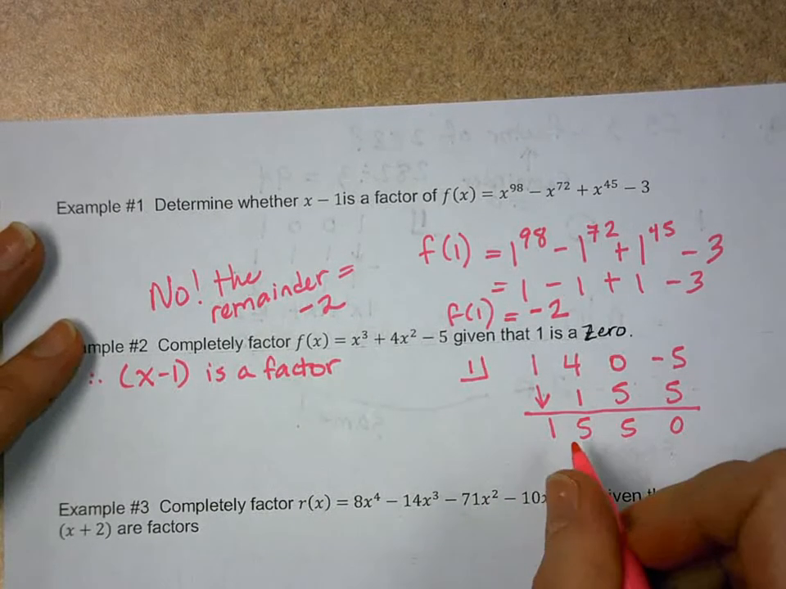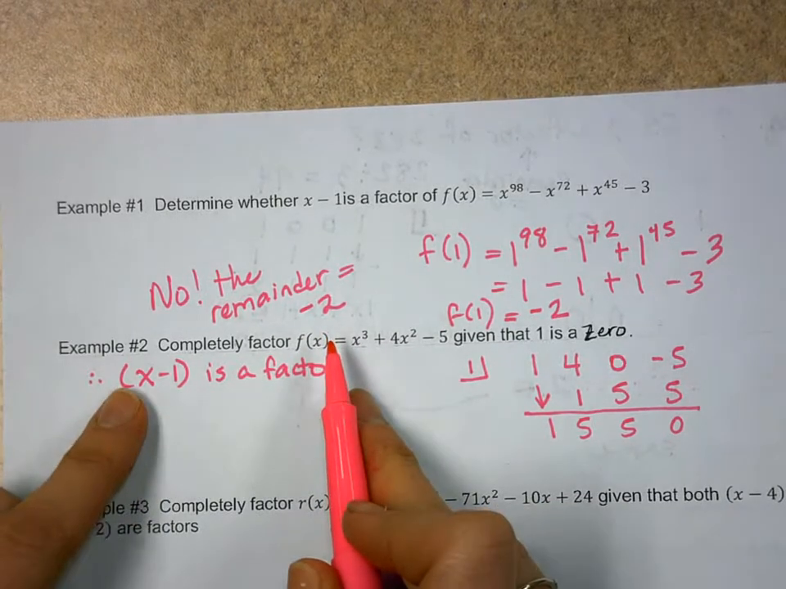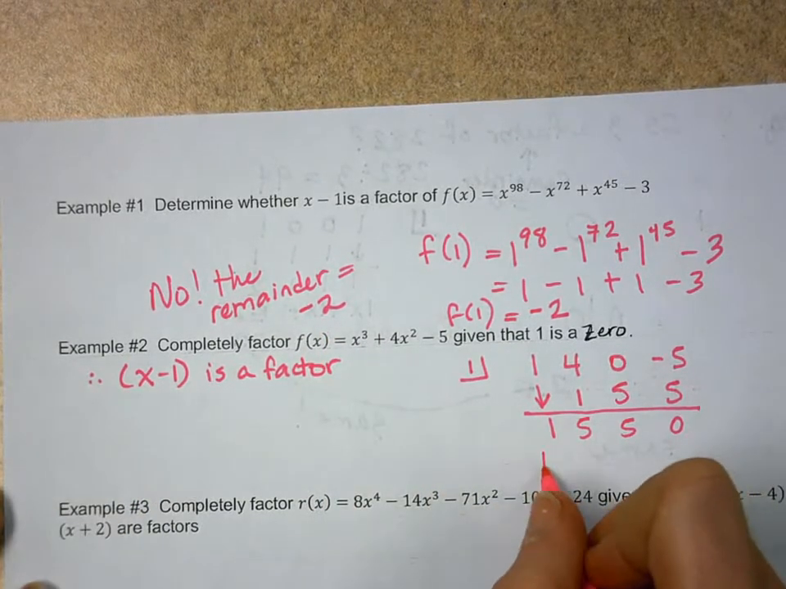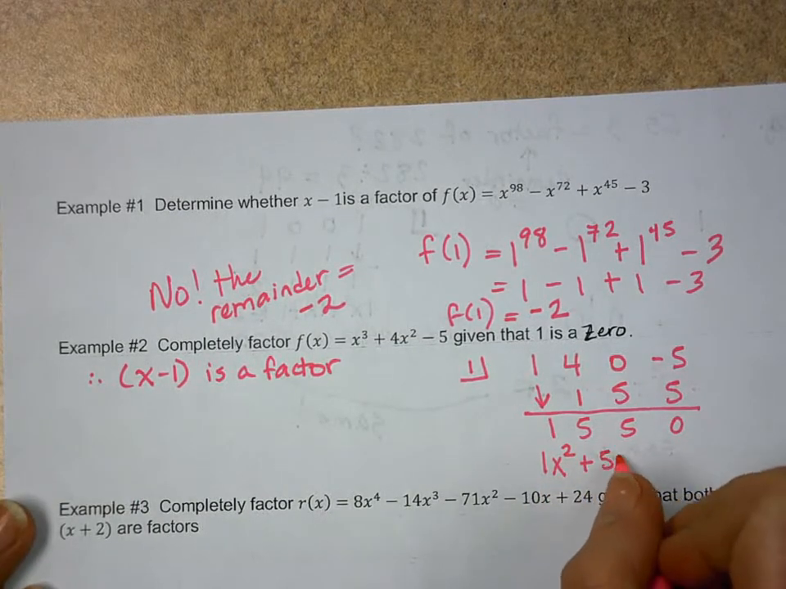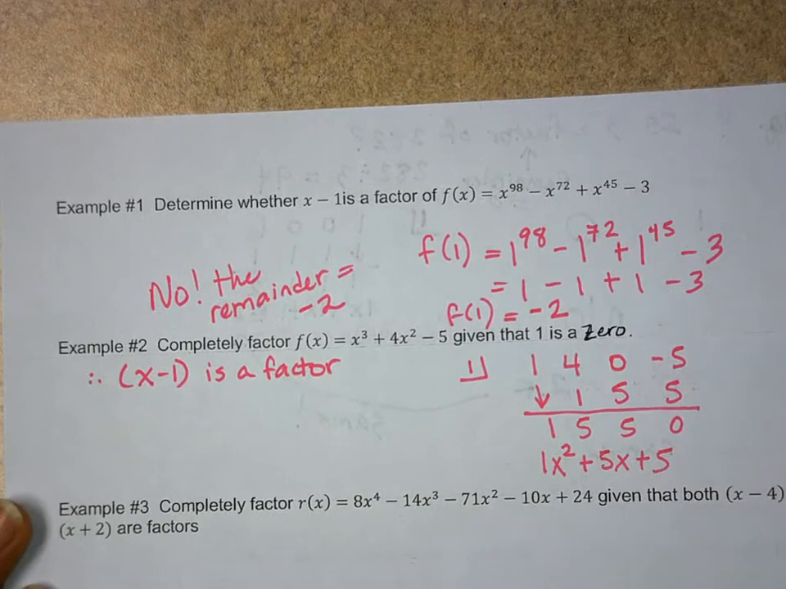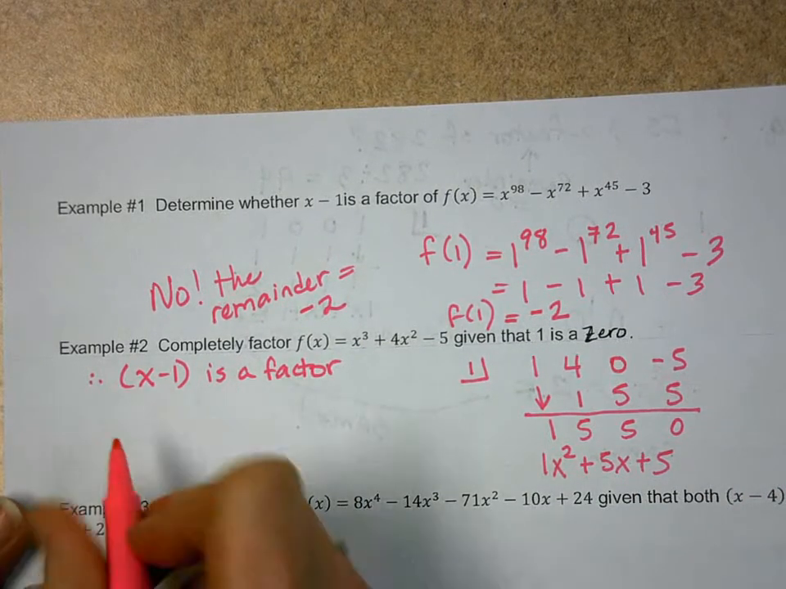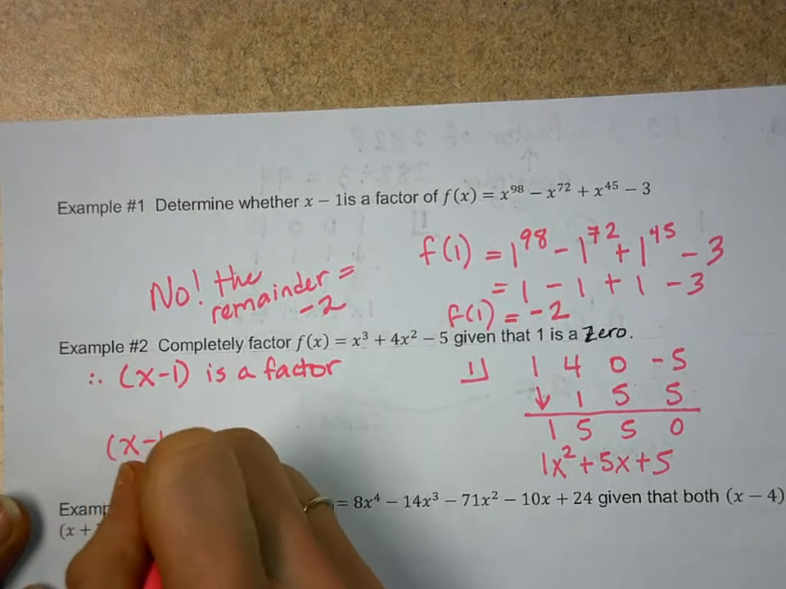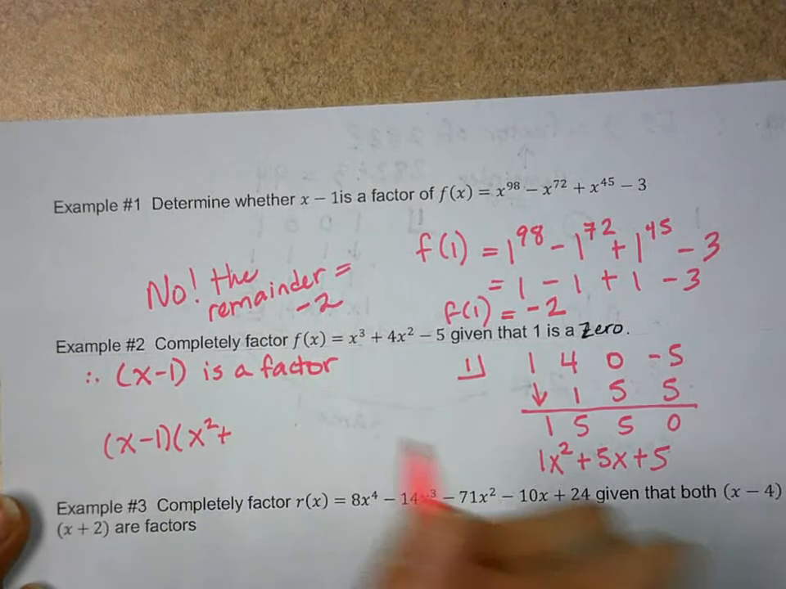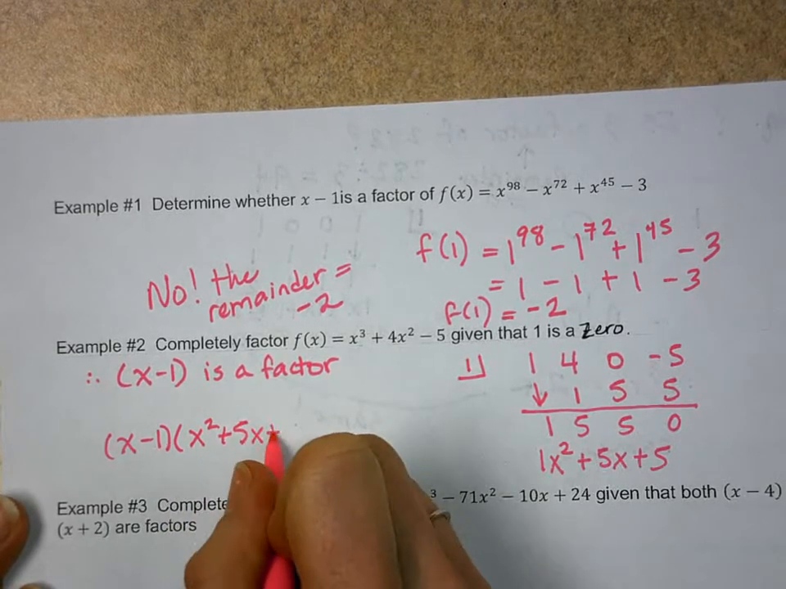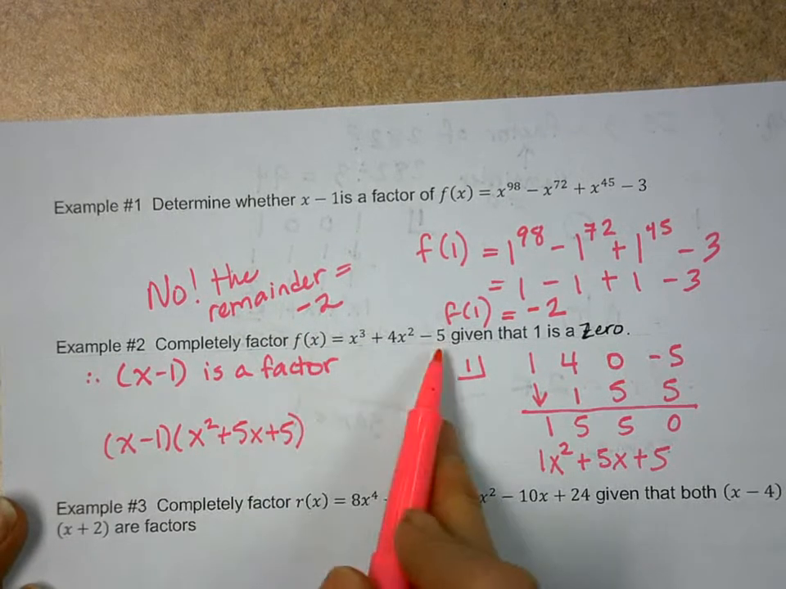So I put this back in answer format. I took x cubed and I divided it by an x, so I know I'm going to start with an x squared. So 1x squared, or also known as x squared, plus 5x plus 5. So that means since I took this and divided it by one of its factors, that x minus 1 times that result, x squared plus 5x plus 5, is what equals this big polynomial.